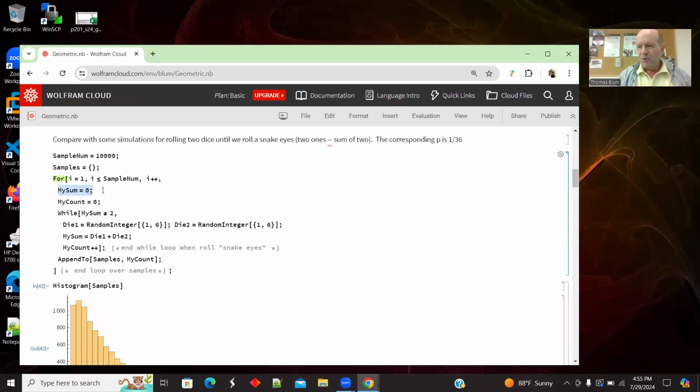But I said the sum, I'm going to sum my two dice. So my sum is 0 because I want to get into my while loop. I'm going to continue rolling dice until my sum is 2. And so I just need some value that's not 2 to get into the loop for the first time. I am counting the number of times I roll, so that's what my counter's for, while my sum's not equal to 2.